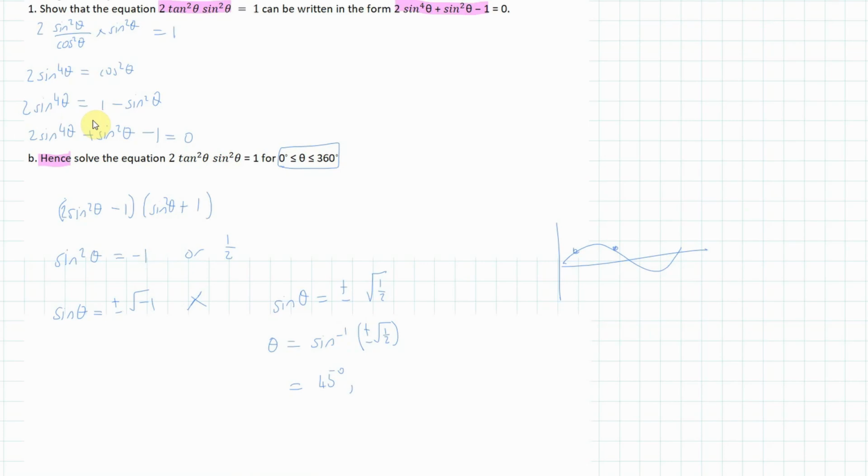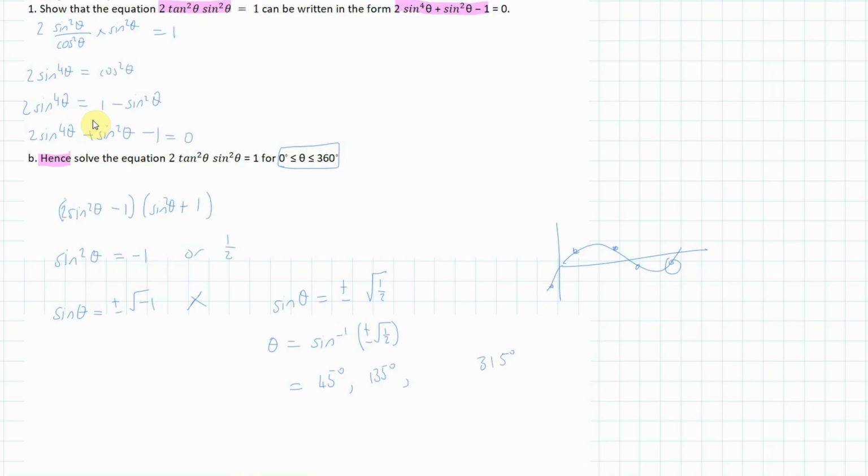So 135 is our other one. And then we need to do the negative version. So inverse sine of negative square root 1/2, which gives us negative 45, which is over here. So you can see you can have 2 here. So to get 360, which will give me this one here, which is 315.